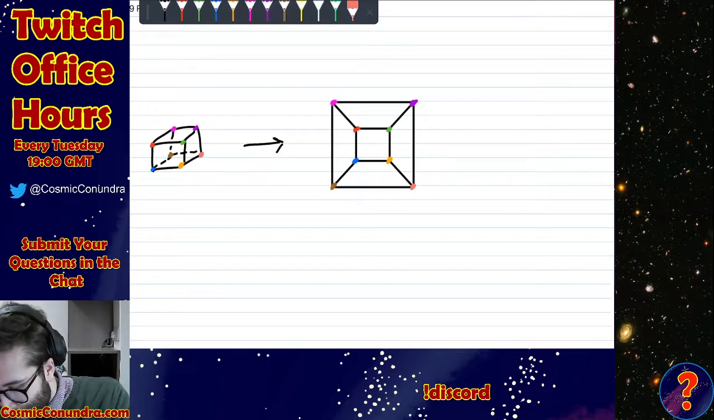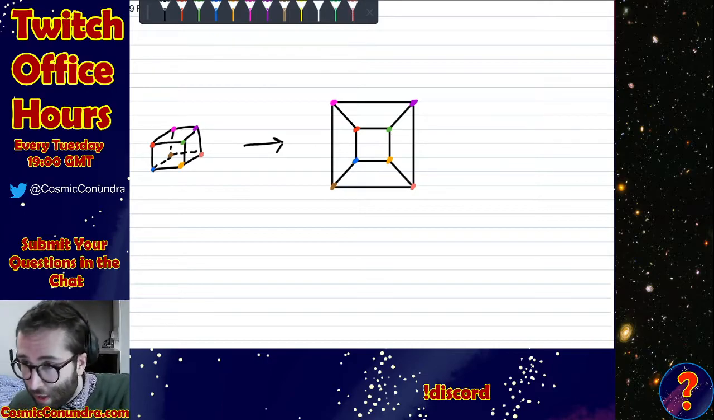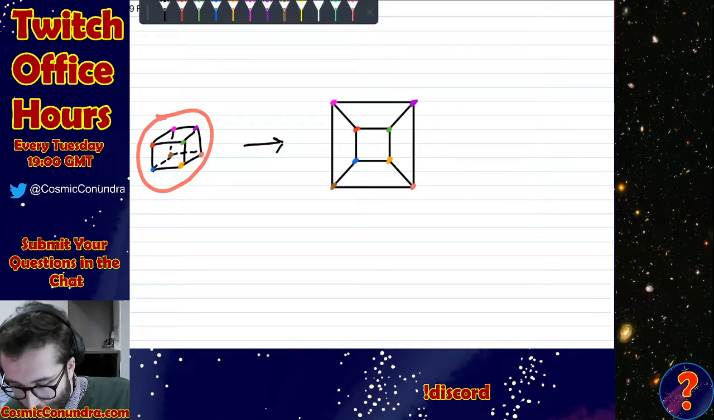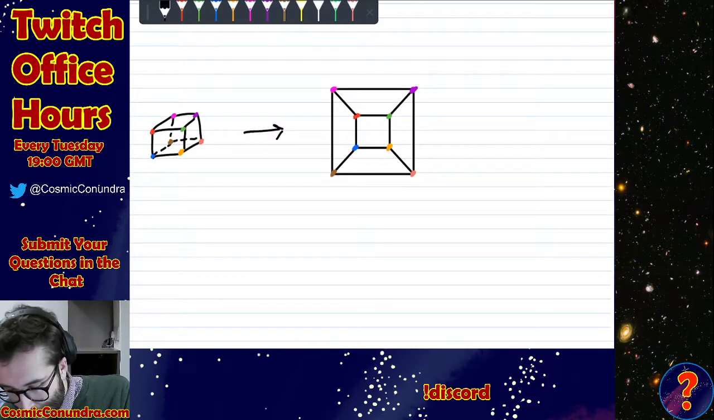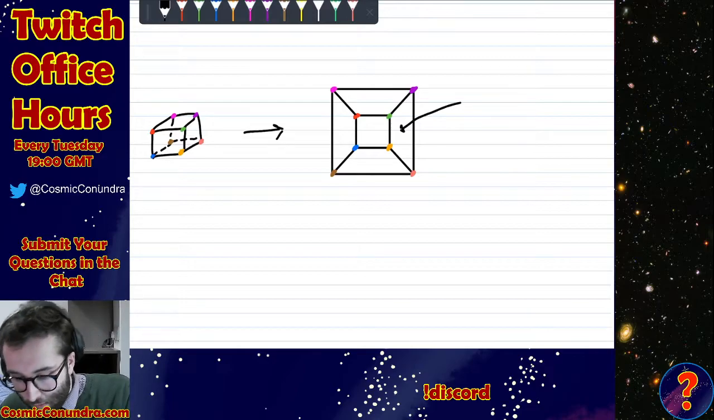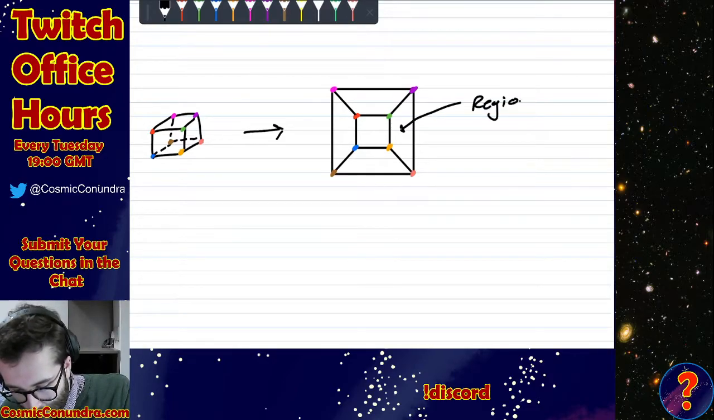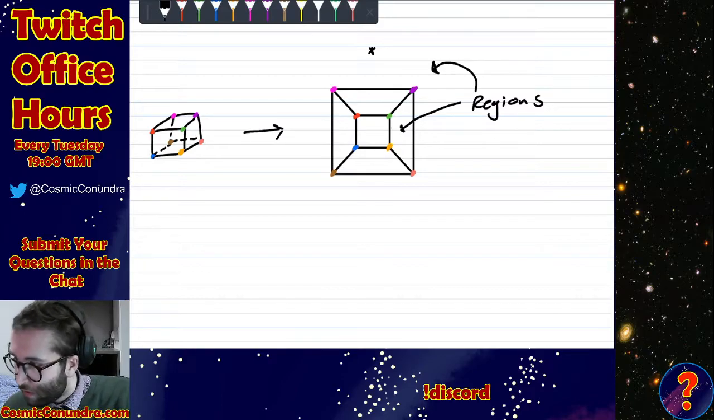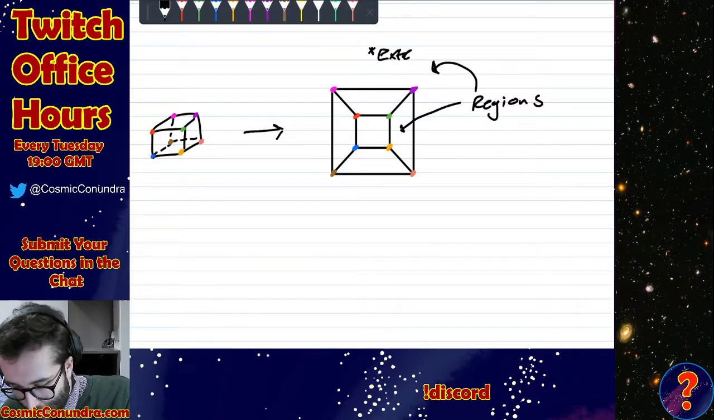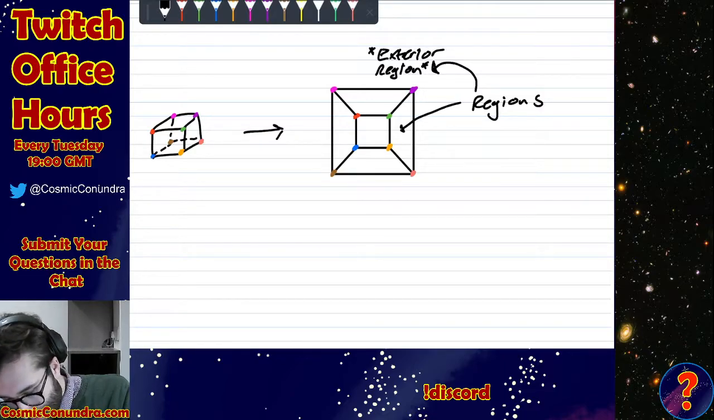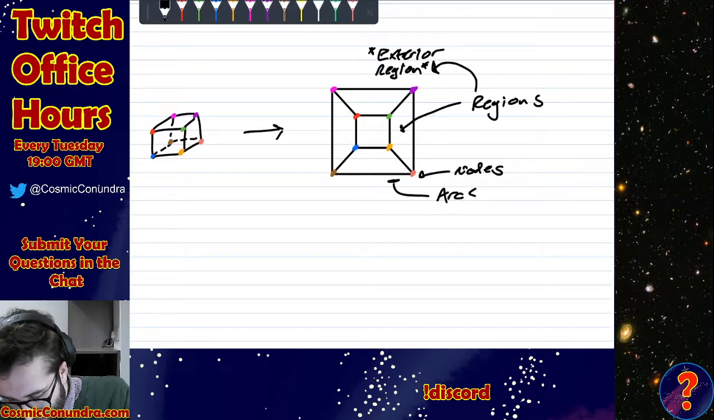And there are certain properties of the graph that we can relate to properties of the cube. So these cycles inside of the graph are called regions. And an important thing to note is that we also count the outside of the graph as a region that I'll call the exterior region. Then these dots we call nodes, and the lines here we call arcs.